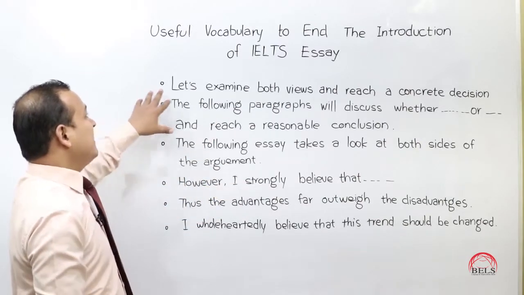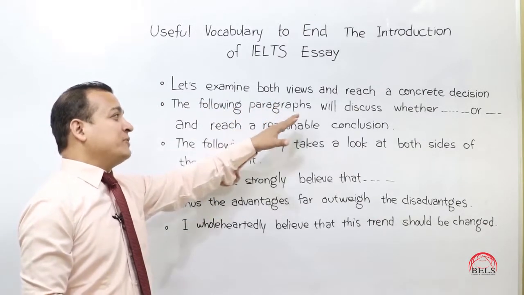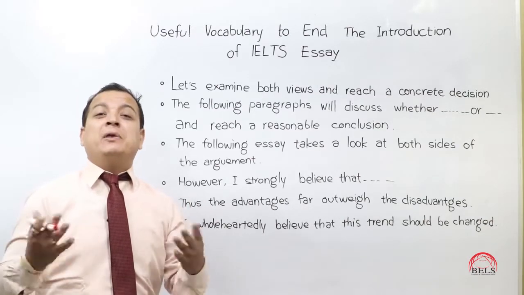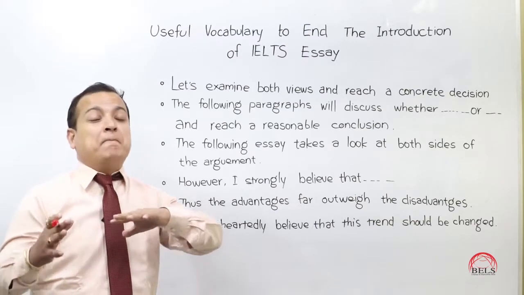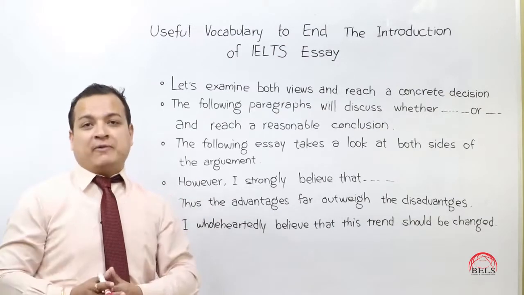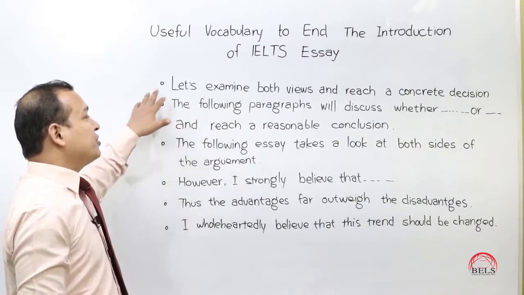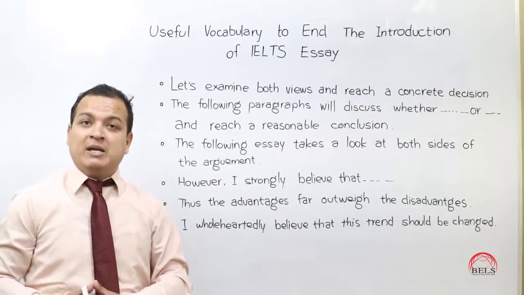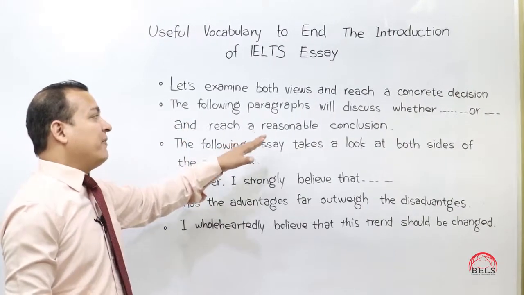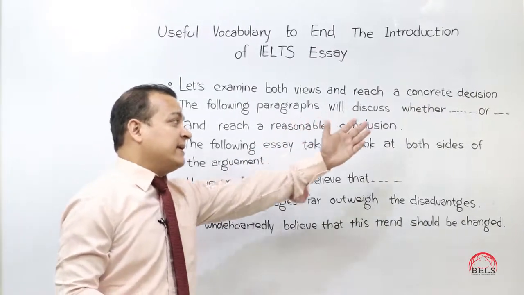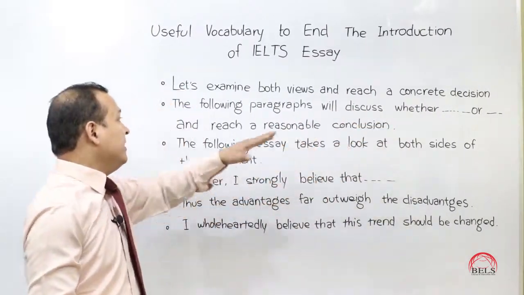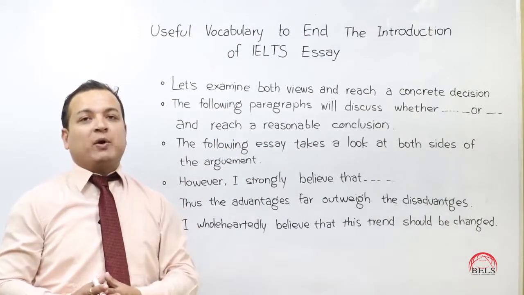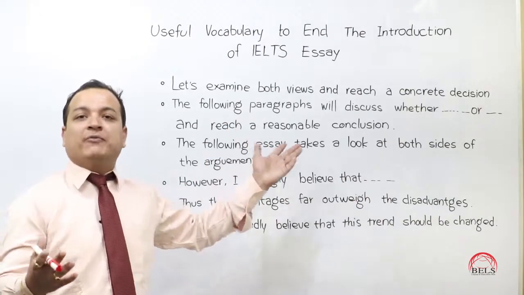The first one is, let's examine both views and reach a concrete decision. If, for example, there is a discussion and opinion-based essay where you have to discuss both sides of the view and give your opinion finally, you can simply end up your introduction part by saying, let's examine both views and reach a concrete decision. The second line, that is the following paragraph, will discuss whether, it means the content of the question, or, and reach a reasonable conclusion. This is also a best way to use the ending of the introduction part.